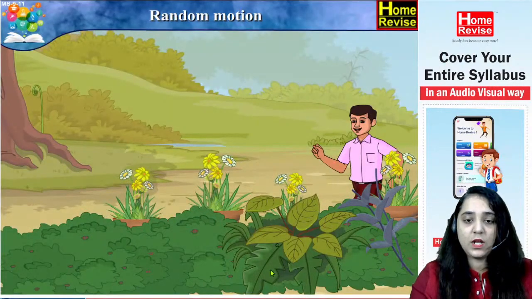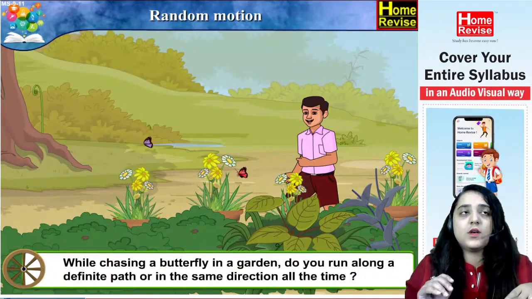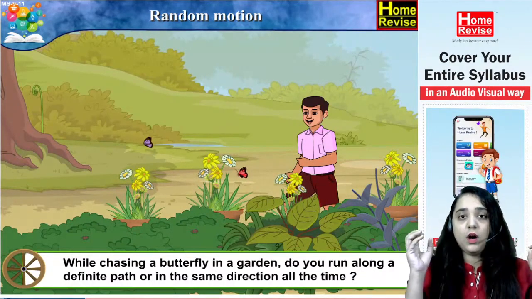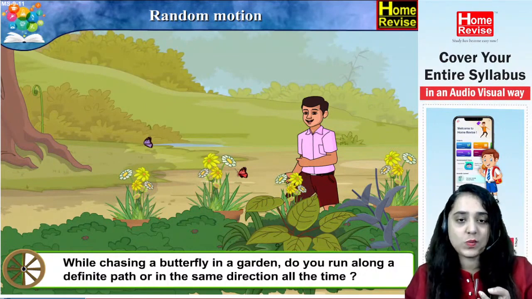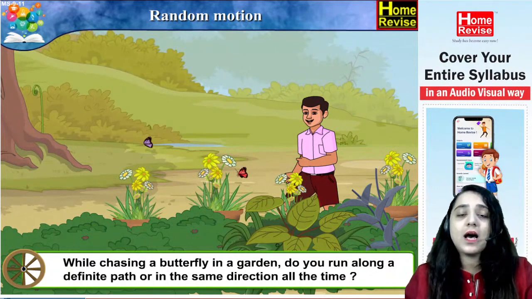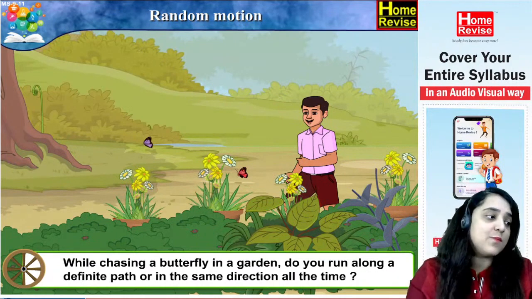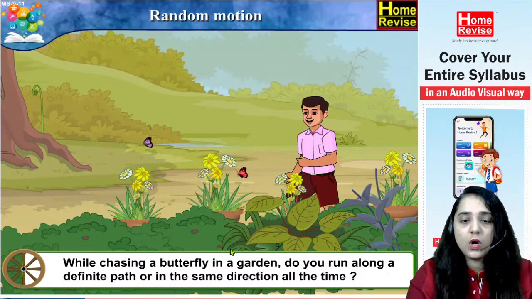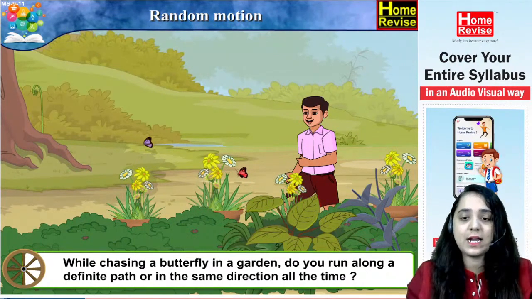Random motion. Now let's understand what exactly is a random motion. Now see, we have studied these three types. First one was oscillatory. We understood what is oscillatory. Then it was circular. We understood what was circular. And the last type of the motion is the random motion. Random means you can go anywhere. So let's understand this thing.